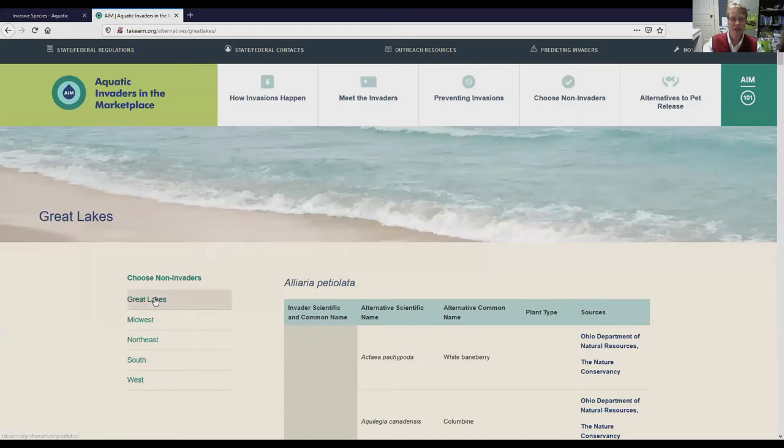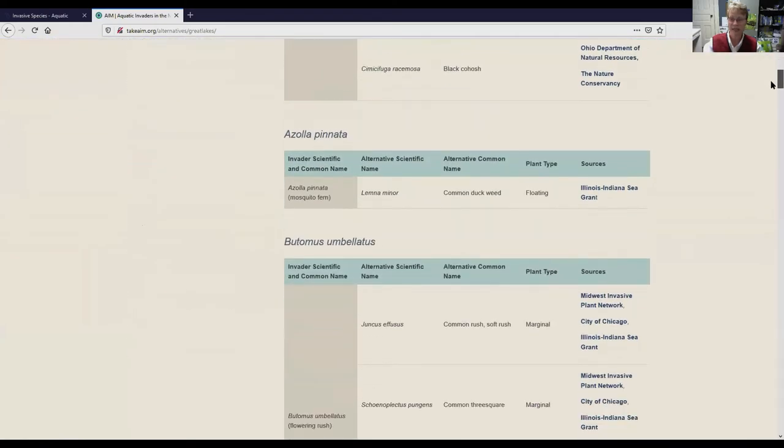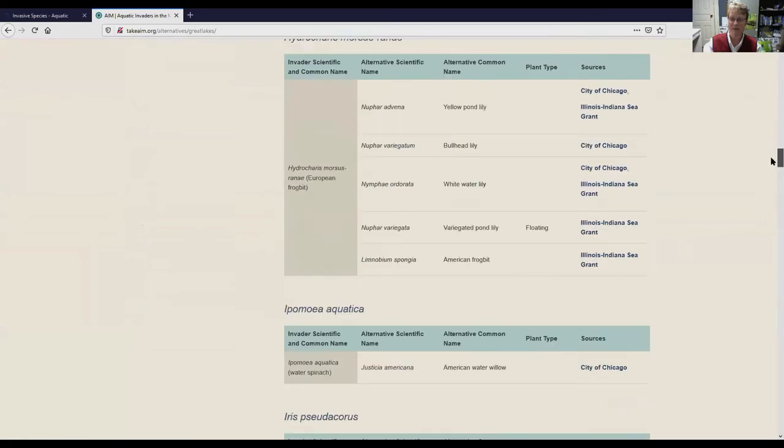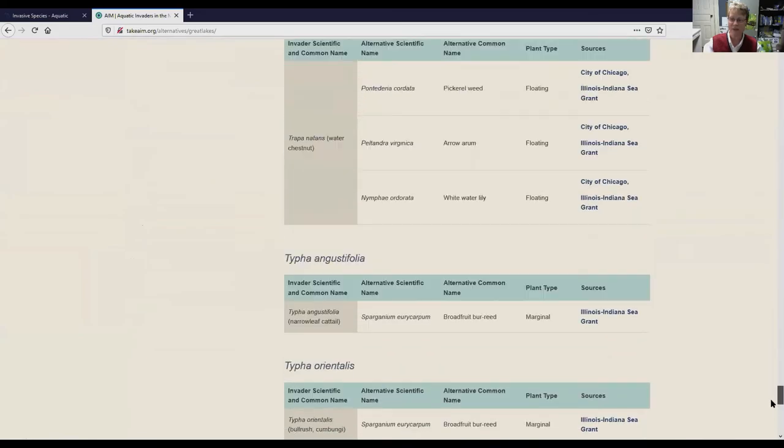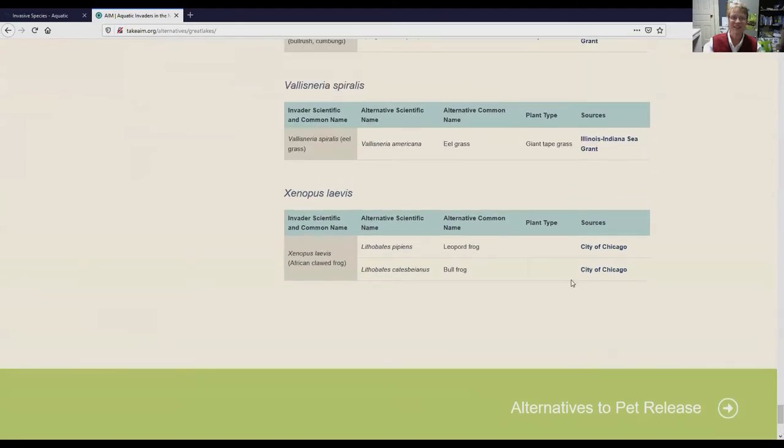So you can actually choose the Great Lakes region and click on that, and it will give you alternative species that you can use if you live in the Great Lakes region. And these would be native species, ones that are not invasive. And I know I'm making you dizzy, but I'm going to scroll to the bottom of the list, and you'll notice that African clawed frogs are on this list, and there are two alternatives that they've provided for you, the leopard frog and the bullfrog. So instead of you having to do a lot of searching for these resource websites, I've done that for you. So hopefully those will be helpful as you go forward and try to find these alternatives.